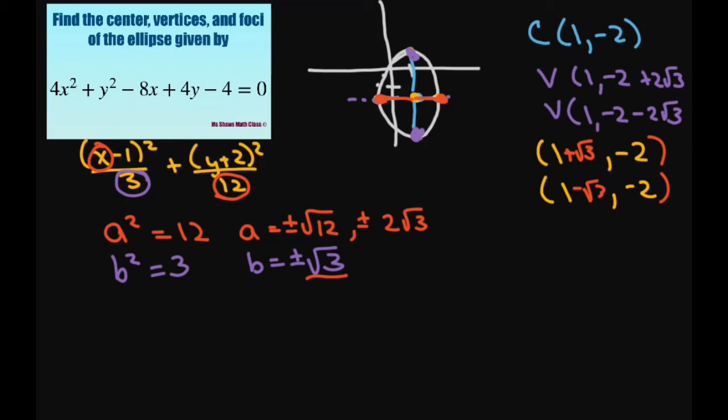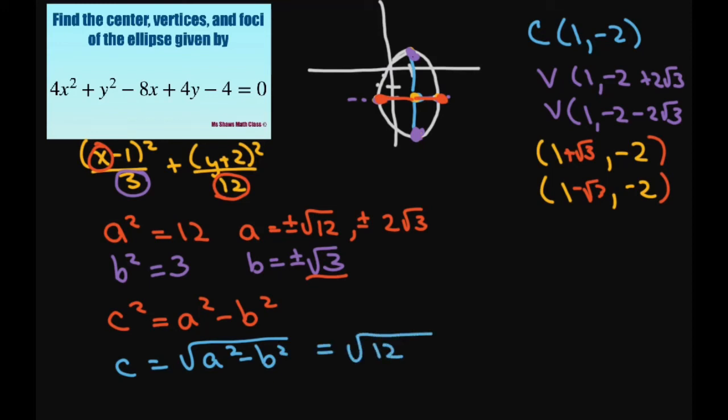Now the foci are always going to be on your major axis. So basically that's given by c squared equals a squared minus b squared. More simply, that can be written as c equals square root of a squared minus b squared. So that's going to be equal to square root of 12 minus 3, which equals 3.